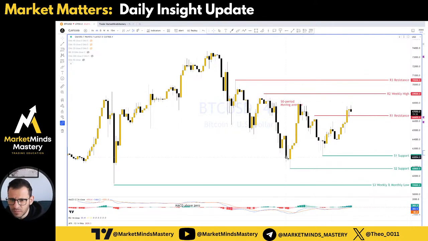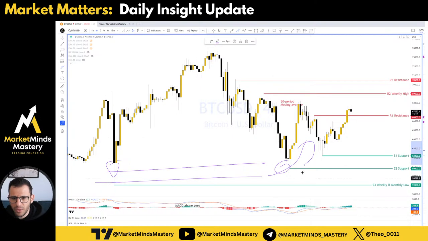Okay, but let's remember that last week the market entered this order block area, and then it bounced off and pushed to the upside. Traders who might enter this trade long, their stop losses have been somewhere around here.